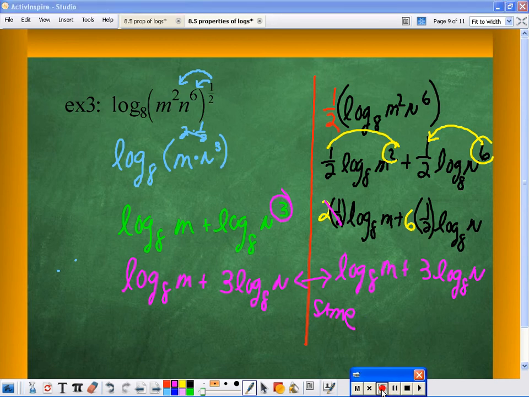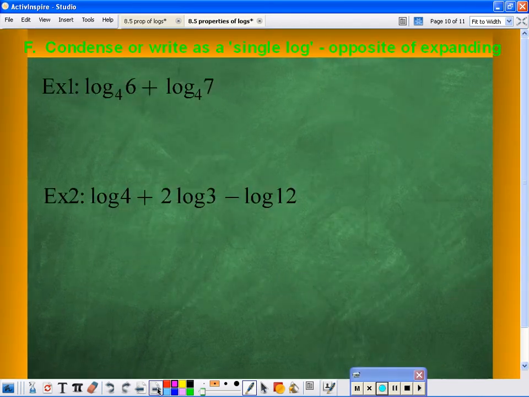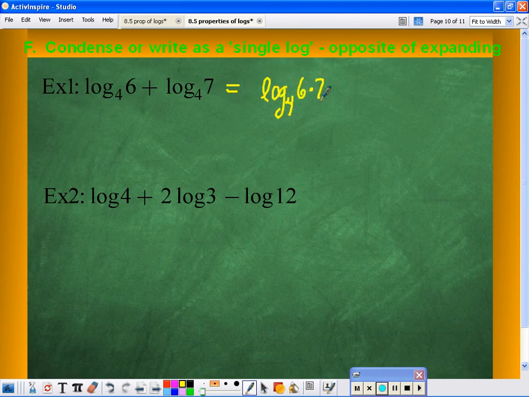Okay, now I think we are going to condense logs. Let's take a look at what this next slide is. All right, F, condense or write as a single log. This is the opposite of expanding. So in your book, they're going to ask you to write as a single log. And when you do that, simply reverse the rules. So in example 1, this is going to be log base 4 of 6 times 7, which is really log base 4 of 42. That's all there is to that one.